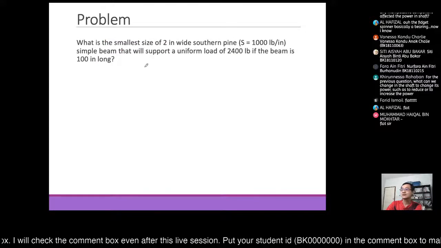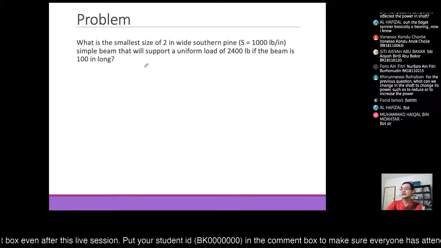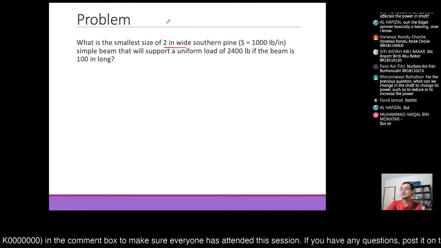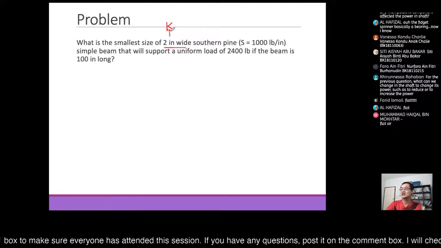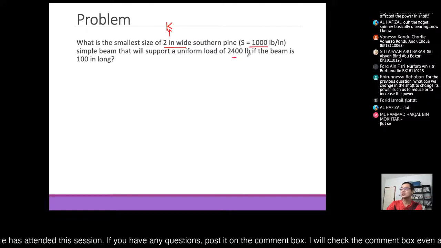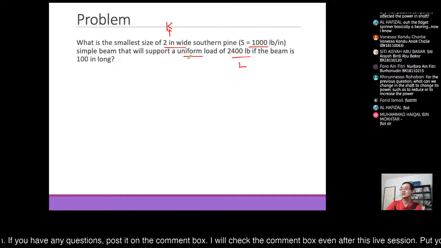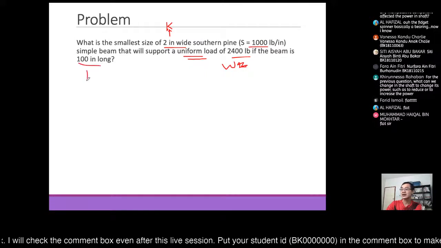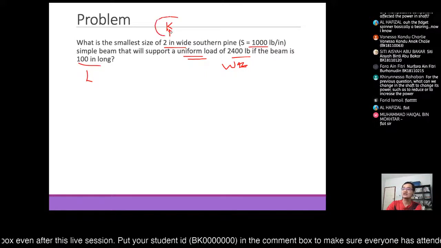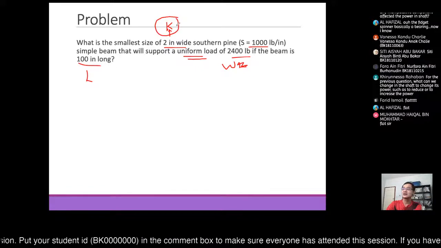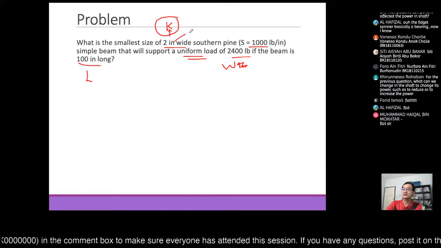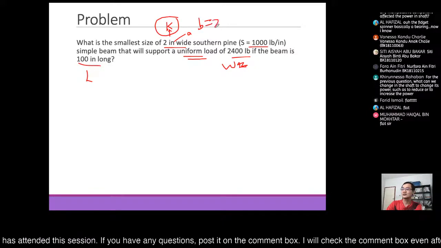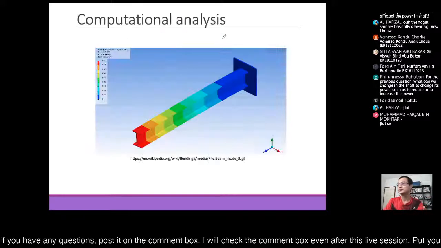Same thing: what is the smallest size with a 2-inch width? So this part will give you some input to the K itself. S is given, the load is given, it is a uniform load W, and the length is given. So in this case, you have to identify the size of the beam. You already know the A, and B is unknown, so you can determine it.